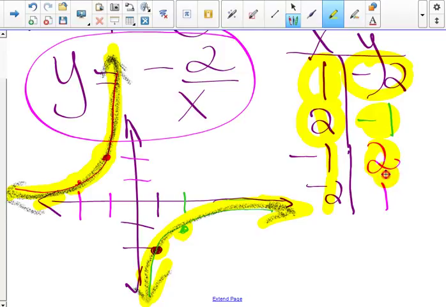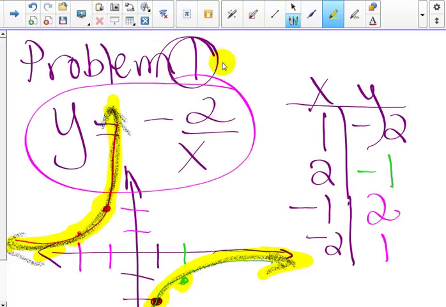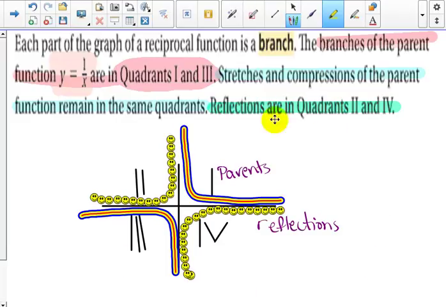It never crosses either axes, so they are vertical and horizontal asymptotes, and there's no x or y intercept. The domain and range are both all real numbers except for 0. Okay? Any questions on that? So at home tonight, over the weekend, you'll work 2 and 3, and let's move on to the next problem set.